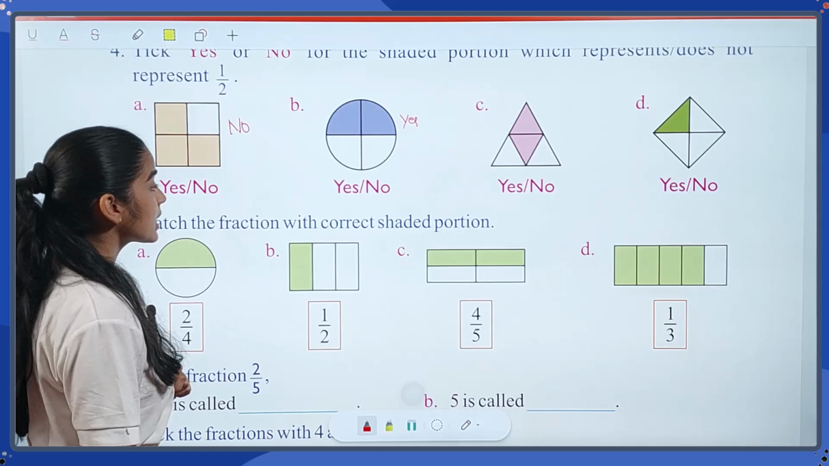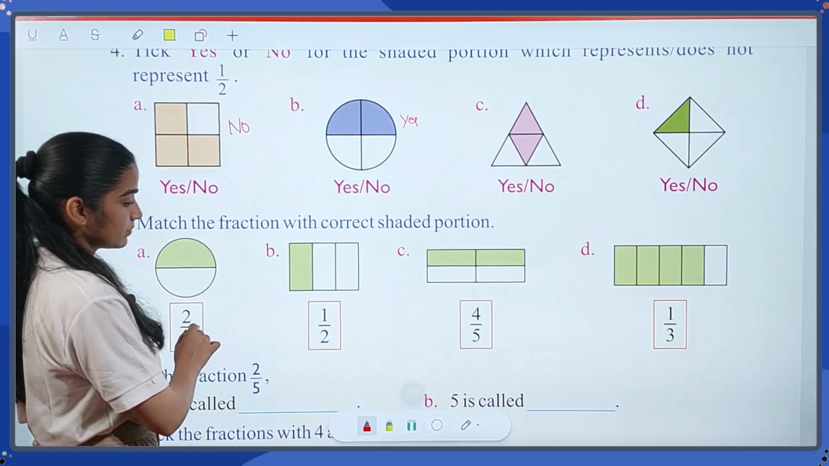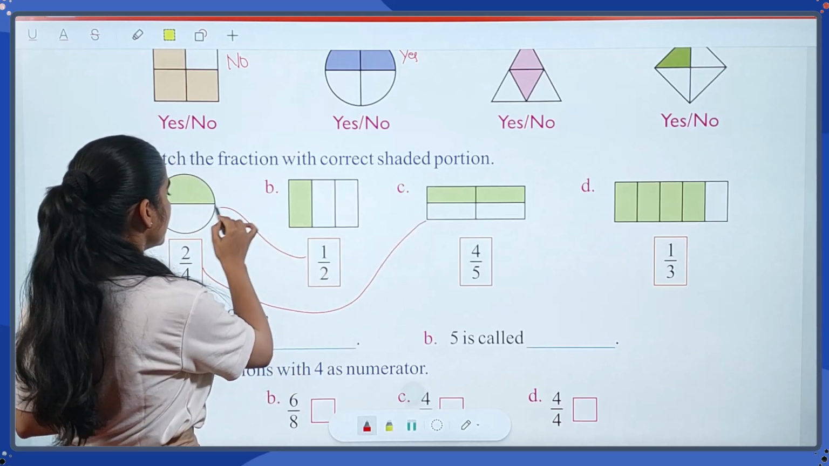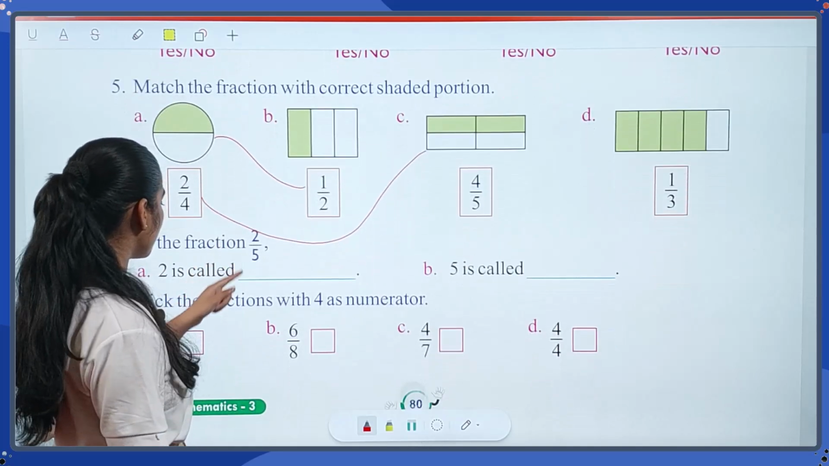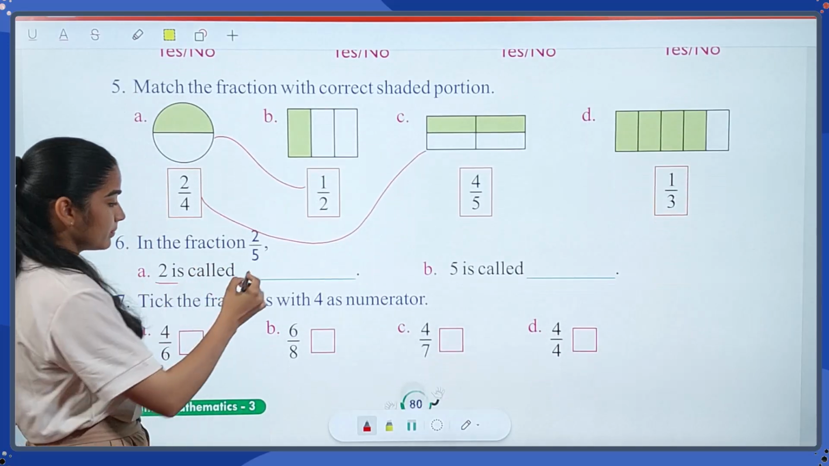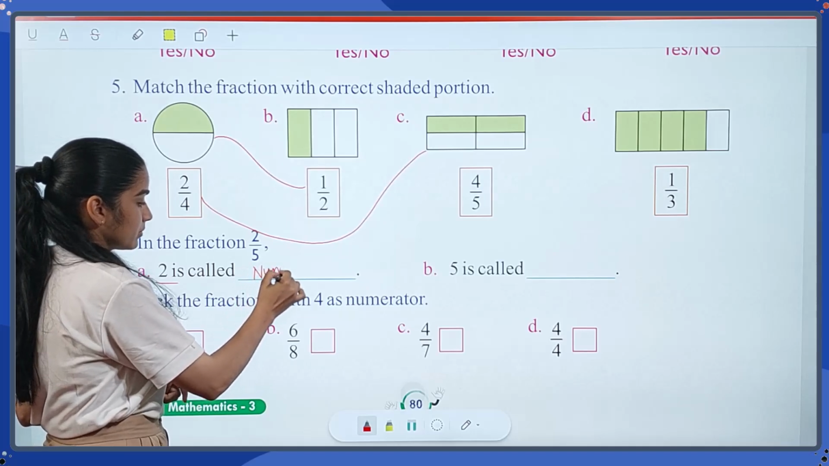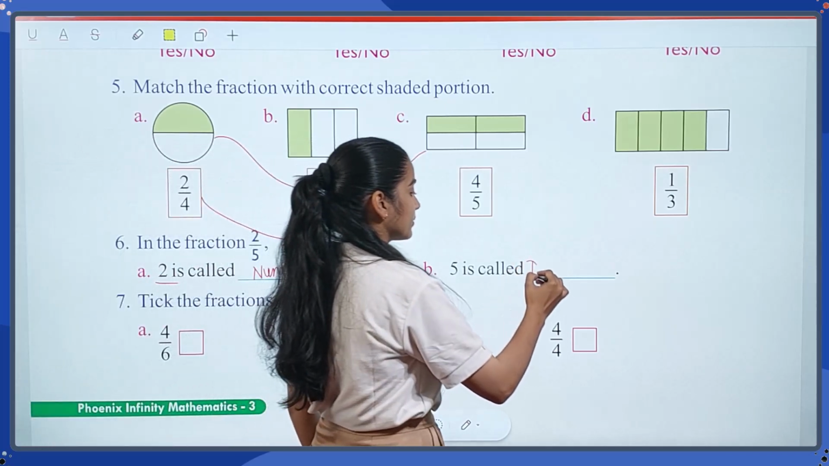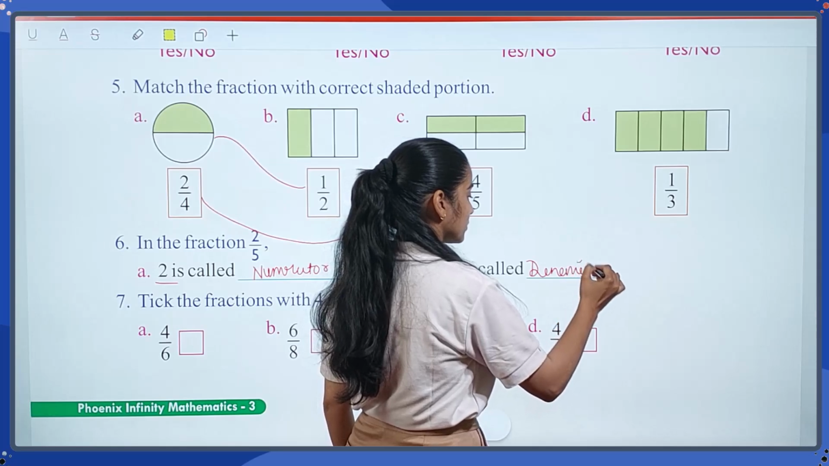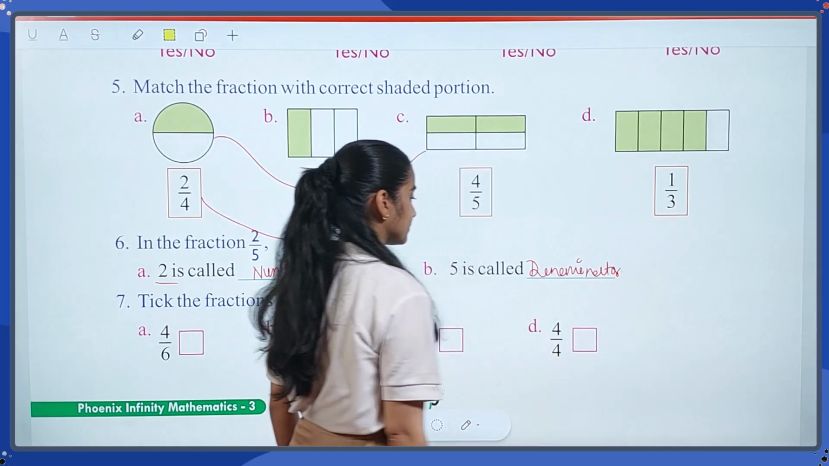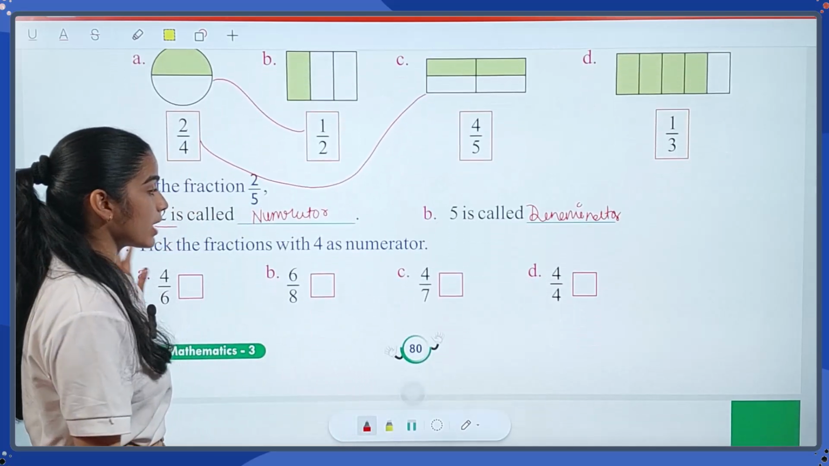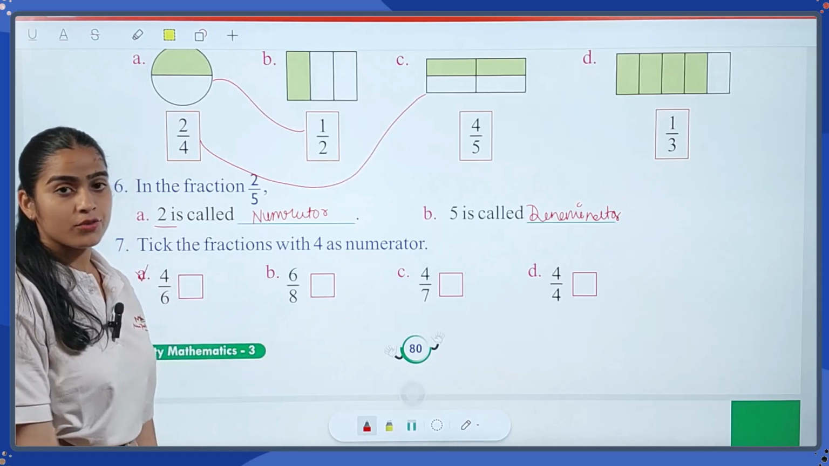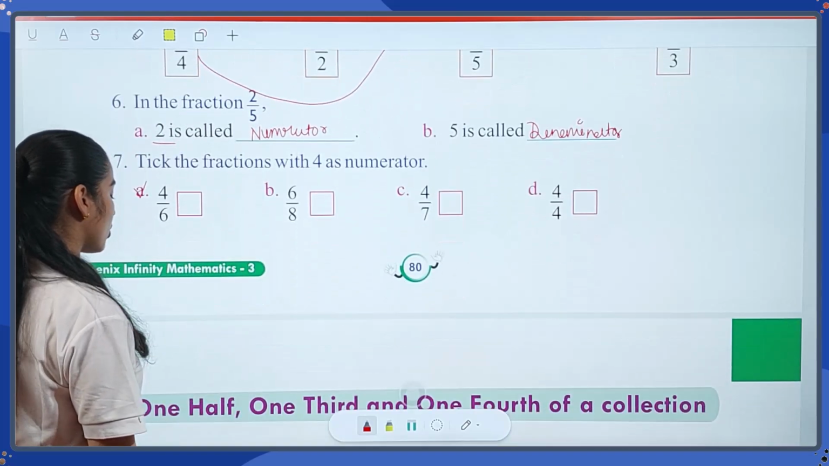Match the fraction with the correct shaded portion. So 2 by 4 is half. In the same way you have to match the rest. In the fraction 2 by 5, 2 is called the numerator, the top number, and 5 is called the denominator. Next, take the fractions with 4 as numerator. So in which do we have 4 as numerator? This one. And for the rest, you have to tell me whether they have 4 as numerator or not.